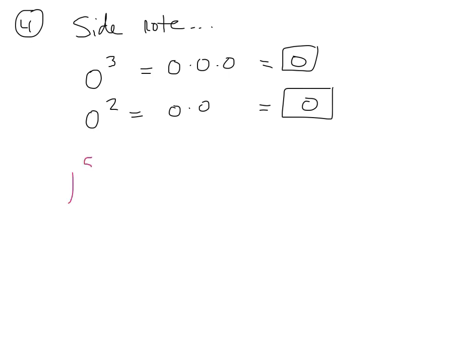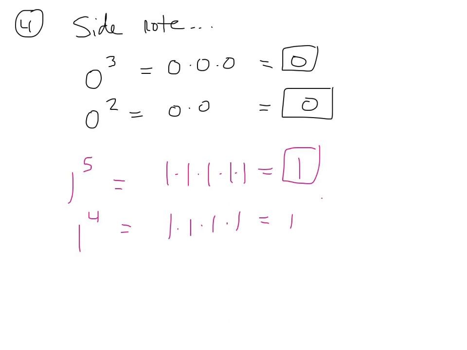Similar thing with 1. 1 to the fifth means 1 times 1 times 1 times 1 times 1, but that of course equals 1. But 1 to any other power, like 4, well, 1 times 1 times 1 times 1, that equals 1 also. Okay, so just be aware of that.